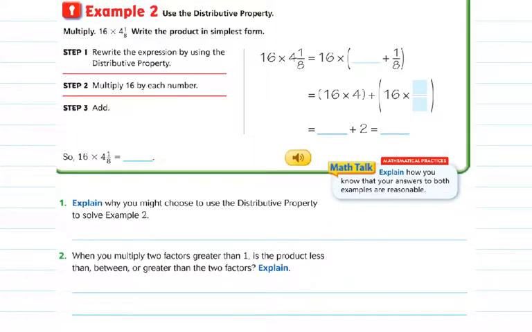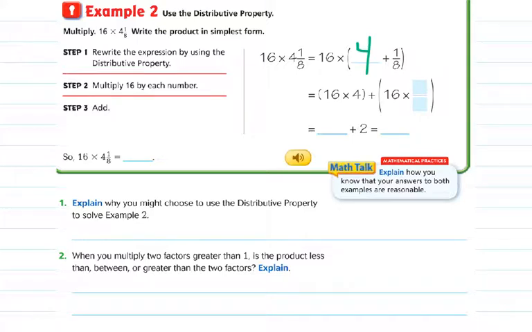Now we're going to go through example 2, which is using the distributive property, something which we've worked on this year. It says multiply 16 times 4 and 1/8. Write the product in simplest form. Step 1, rewrite the expression using the distributive property. We're going to have the 16 outside, and we're going to rewrite 4 plus 1/8.